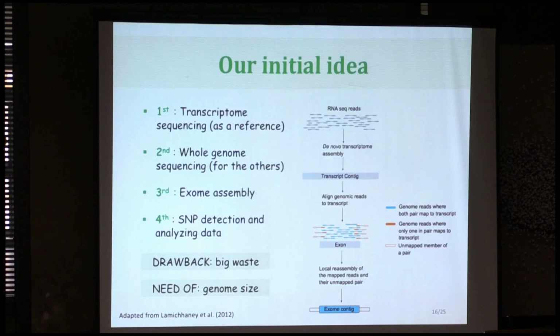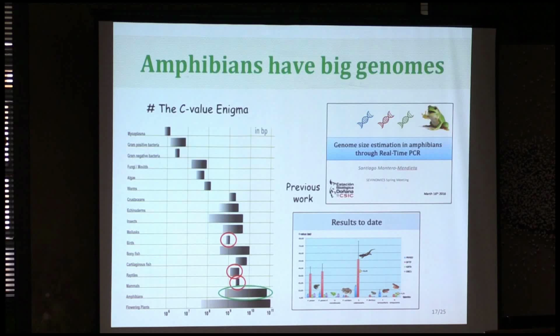So we thought that it could be important to look at the genome size, and we spent some time at the beginning of my PhD looking into this. We tried to develop a method to estimate the genome size in amphibians through real-time PCR. This was not a very conclusive study, but what I want to show with this slide is that on green here you can see that the amphibians have very large variation in genome size compared to the birds, reptiles, and mammals, which are also vertebrates.